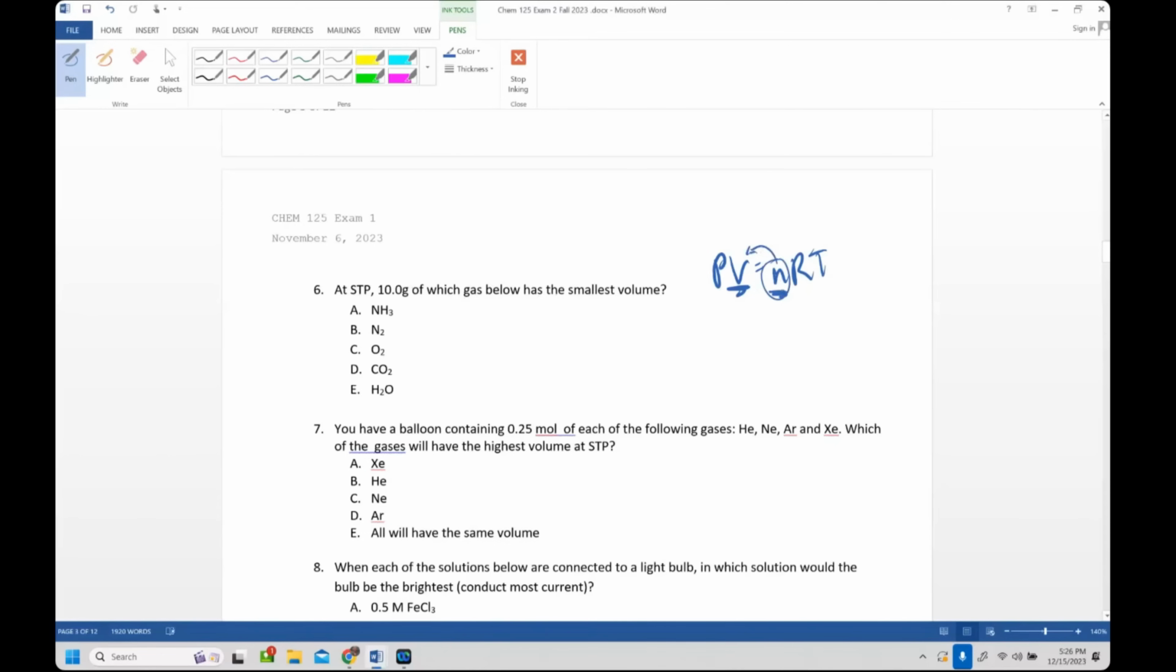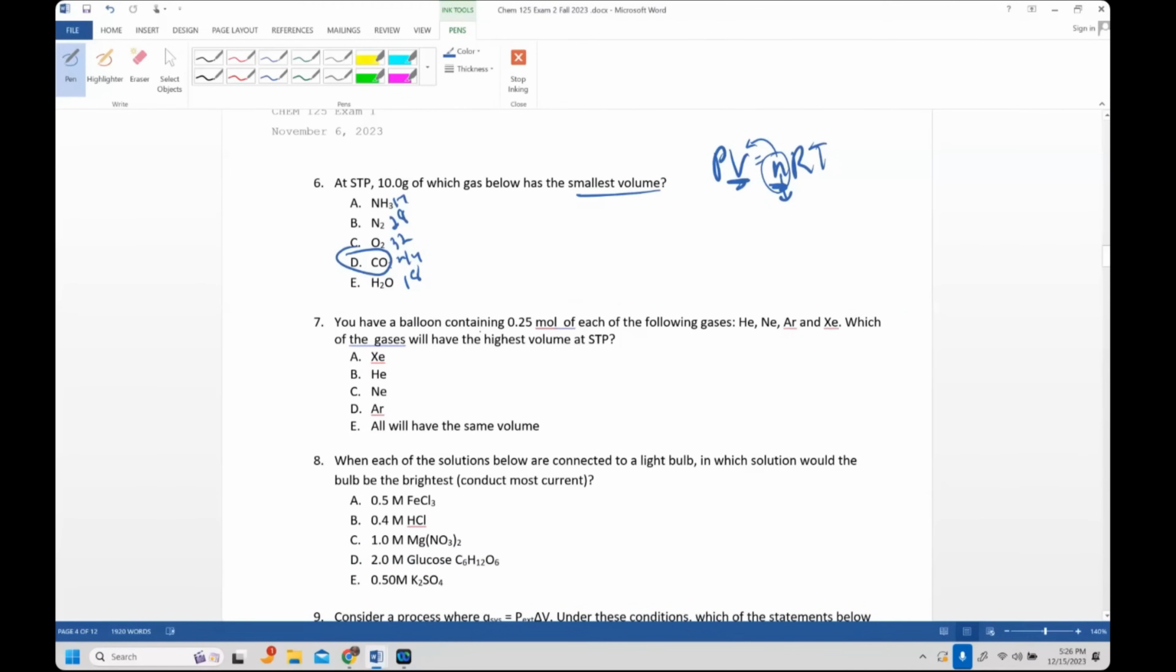So we're looking for the one that has the smallest volume. Smallest volume means the smallest number of moles, which means the heaviest. So which one of these would be the heaviest? I think it would be CO2, because CO2 is 44, O2 is 32, N2 is 28, this is 17, and this is 18. So the answer would be CO2. For the one that will have the largest volume, it would be the NH3.